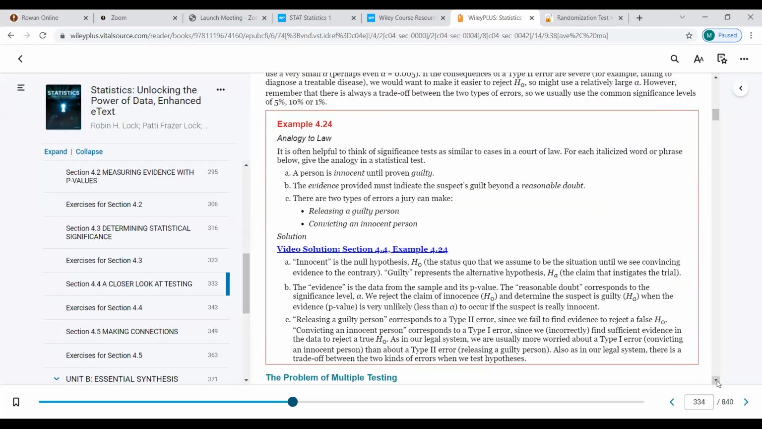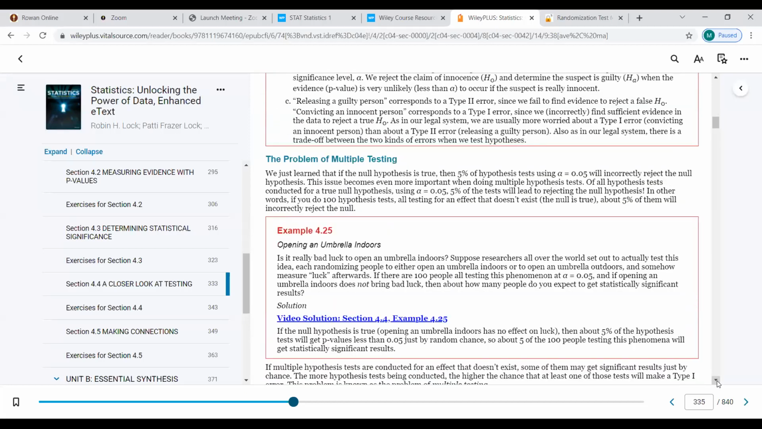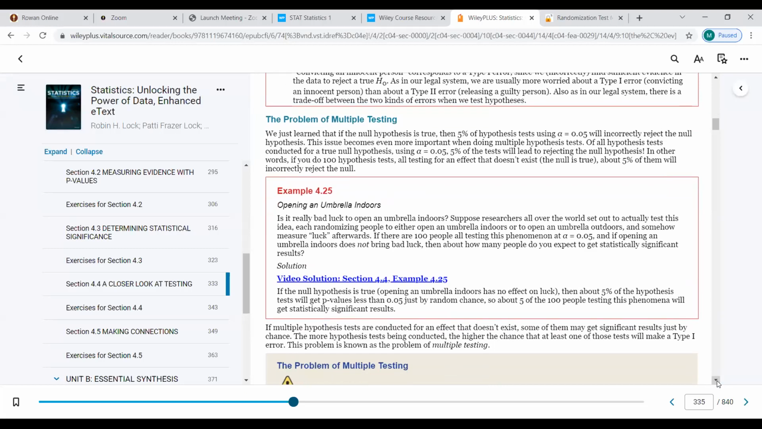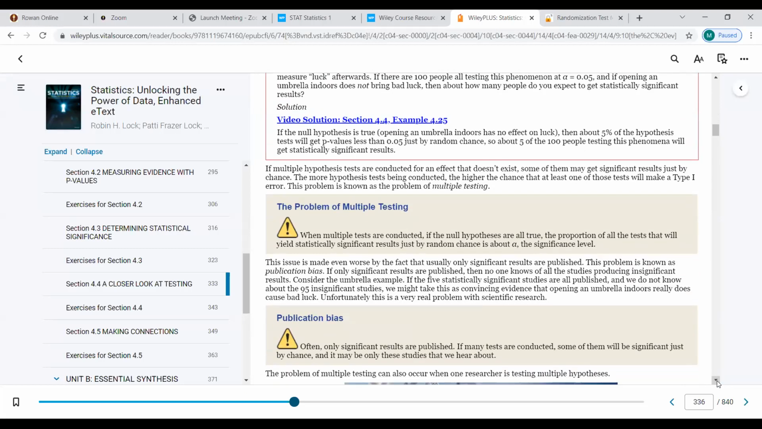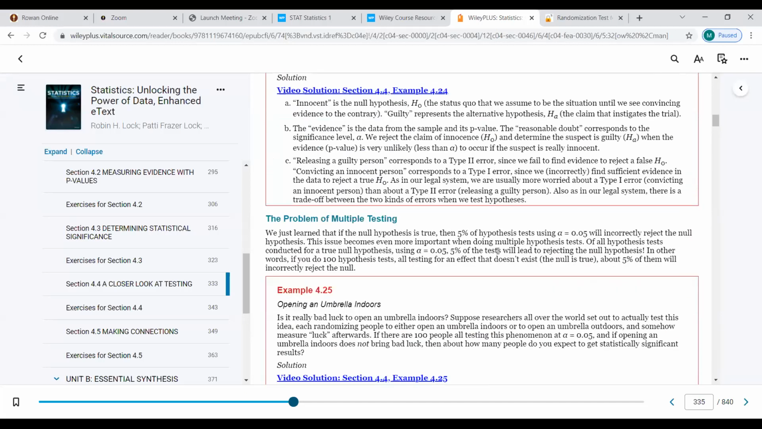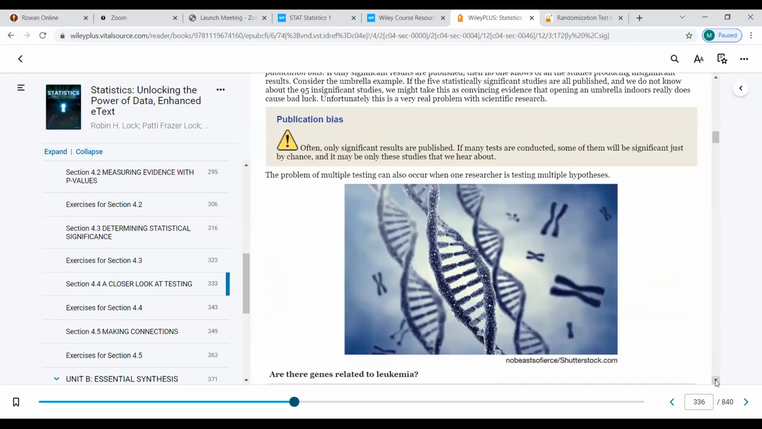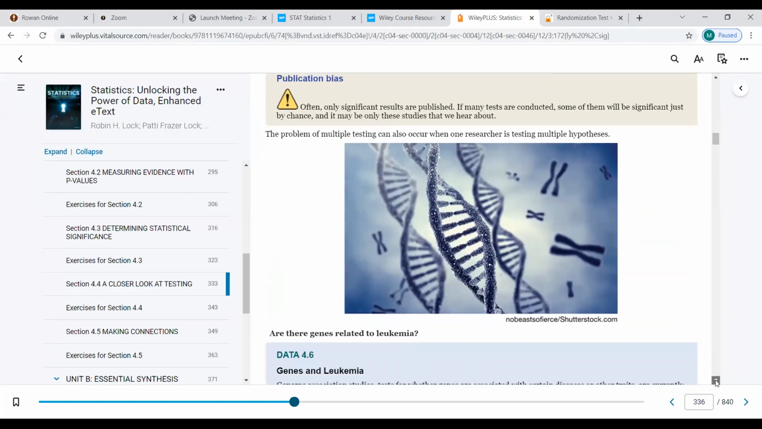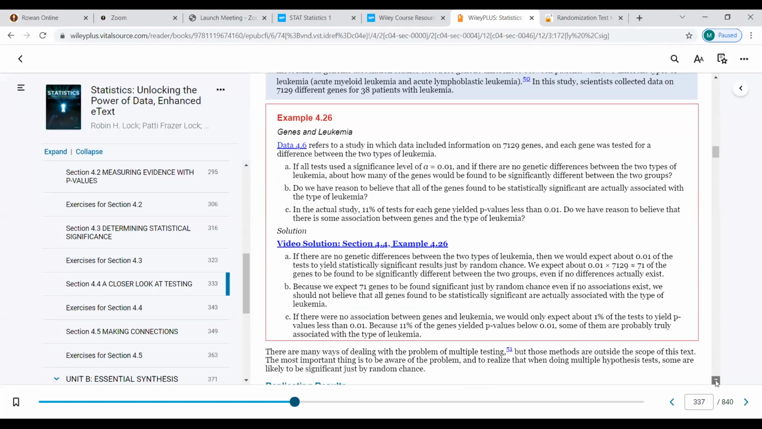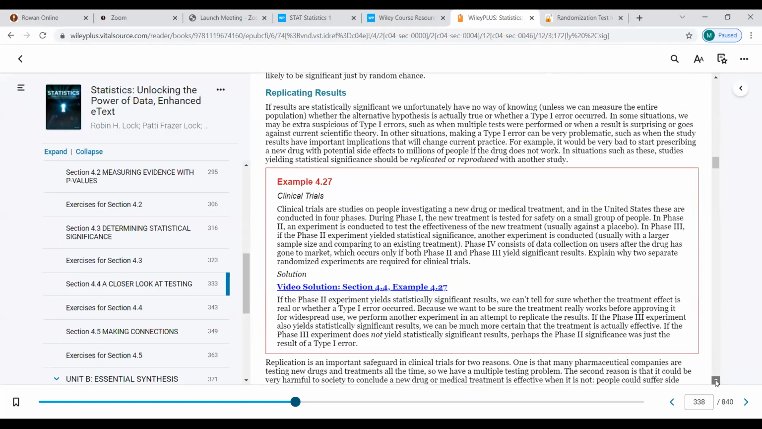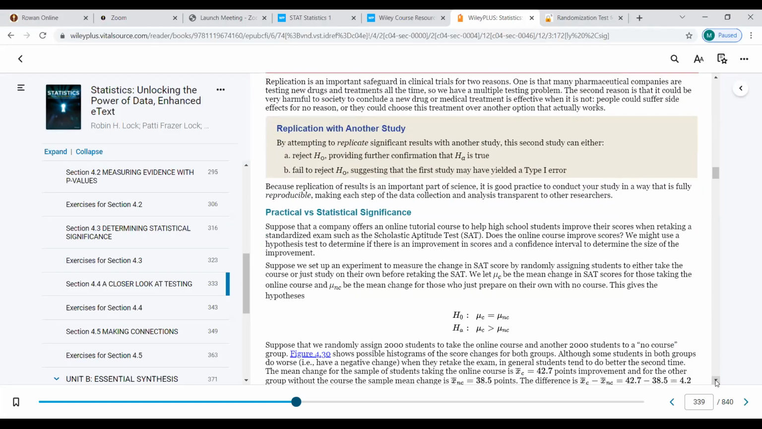And the very last thing, I know I'm keeping you a minute or two past time here, but I just want to bring up one more thing. Some of the material in section 4.4, the problem of multiple testing, you can skip. I'm not going to test you on any of that. That's why we're not doing homework with this. Publication bias, not going to do that. Replicating results, not going to do that. So skip all of that.